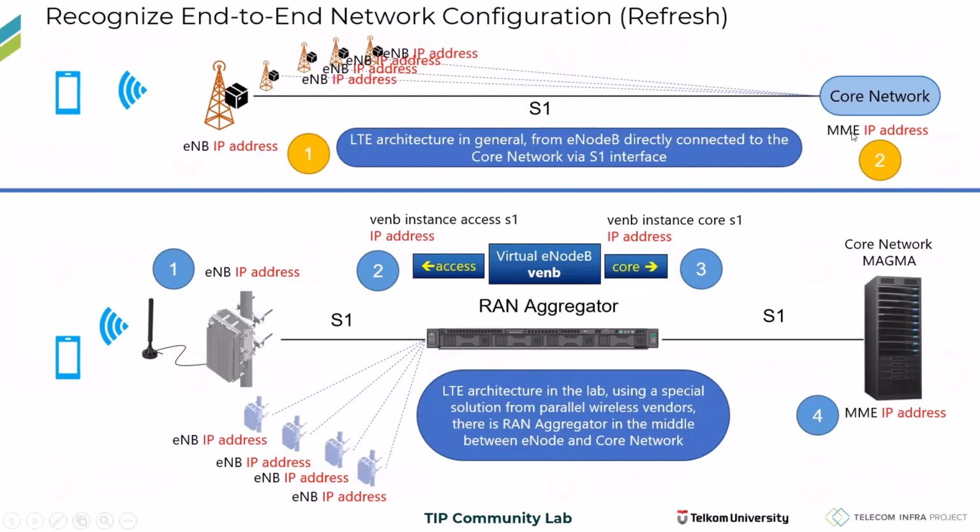So unlike the standard architecture that only has two orange circles, 1 and 2, with this architecture we have 4 circles or 4 nodes or 4 points to check: the iNode-B IP address, the RAN aggregator left side or access side IP address, the RAN aggregator right side or core side IP address, and then the IP address of the core network, which is the MME.